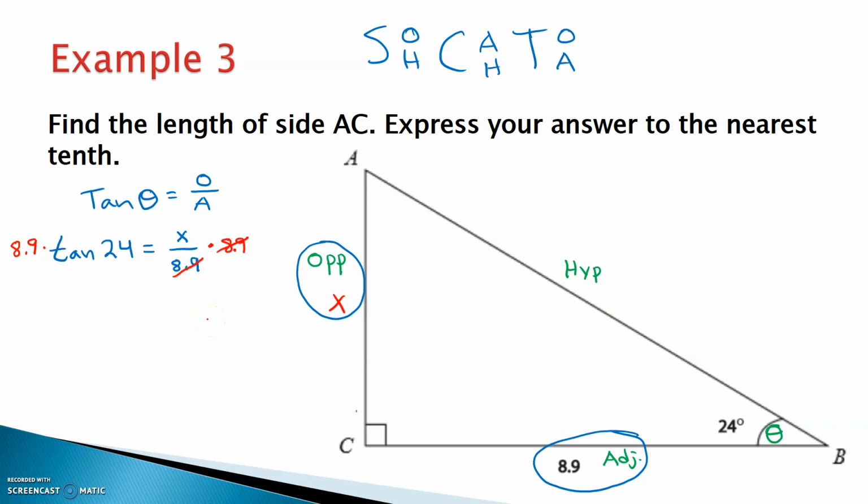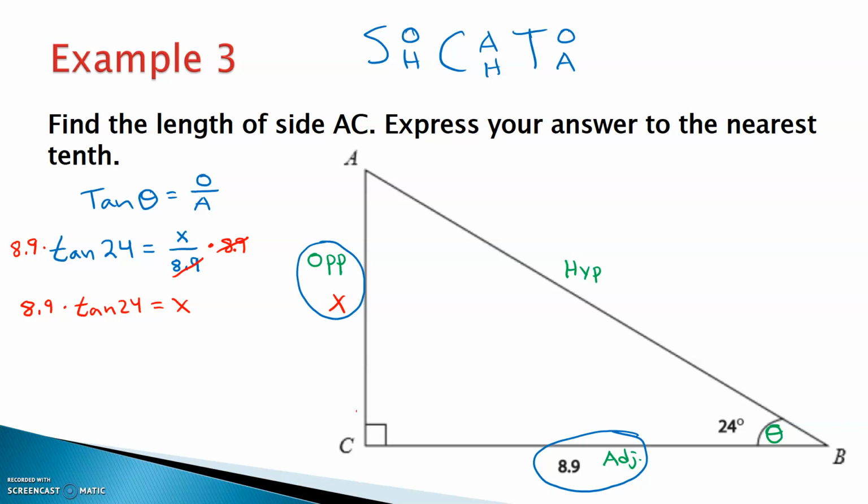Now again, make sure you guys show your work. Try not to skip steps right now. Okay, so I put 8.9 times tangent of 24 degrees is equal to X. Make sure you guys are showing this work until you get the hang of it. And of course, on any test, you'd want to do that, in case anything goes wrong, I can give you guys more partial credit.